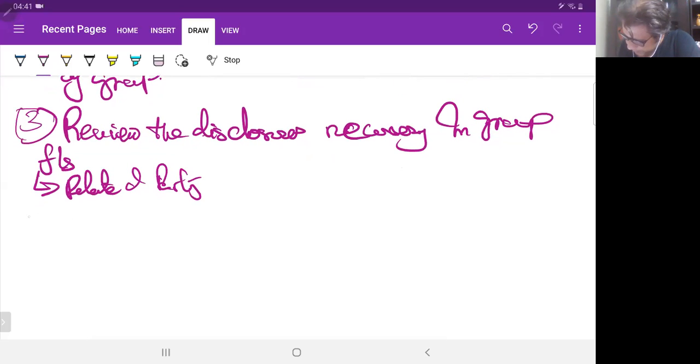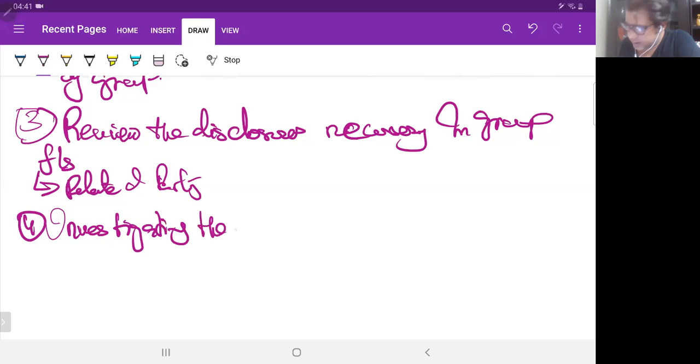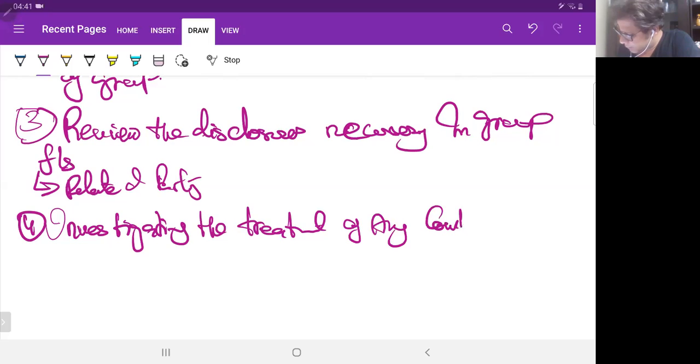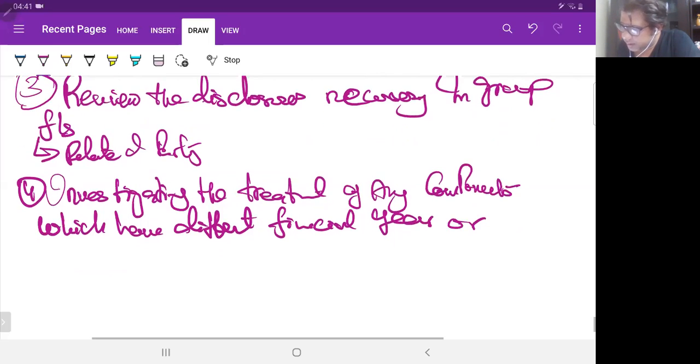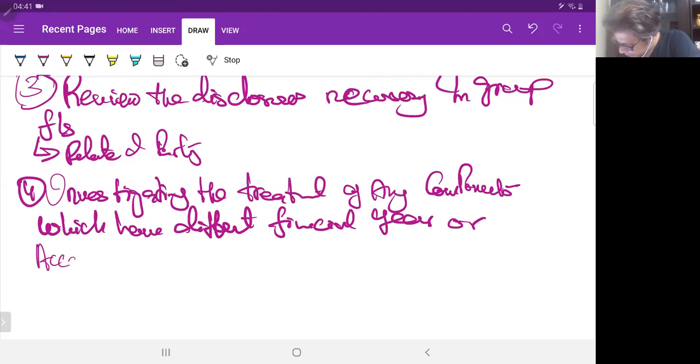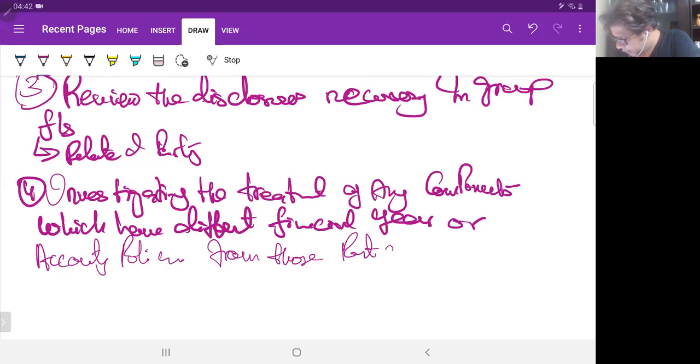Number four, investigating the treatment of any components which have a different financial year or accounting policies from those of the rest of the group.